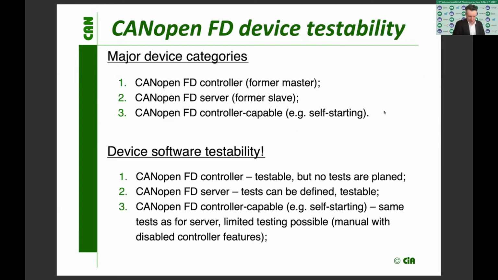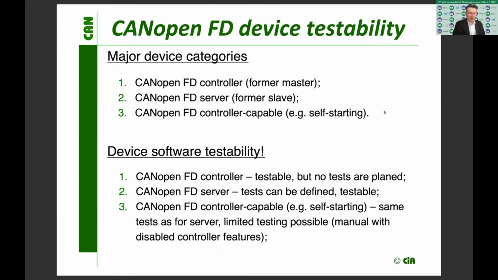CANopen has several major device categories, the same as in classic CANopen and in CANopen FD. We have a controller, formerly the master device, a manager which manages the network itself. We have a simple device, or maybe not that simple, which is managed by the manager. And there are some classes of devices which have one or two capabilities of the controller, like a self-starting device, a kind of network management operator, configuration tools, or whatever.